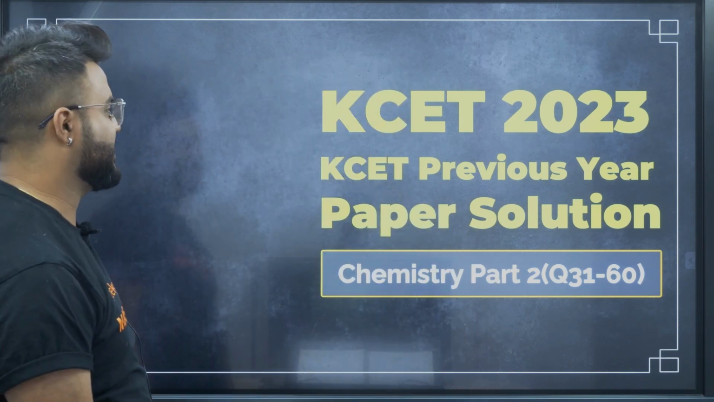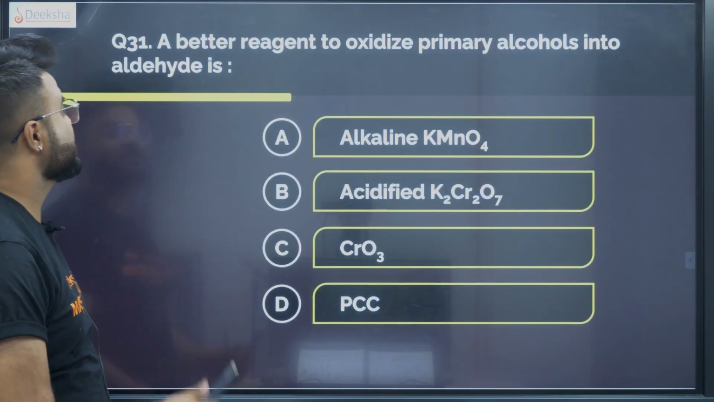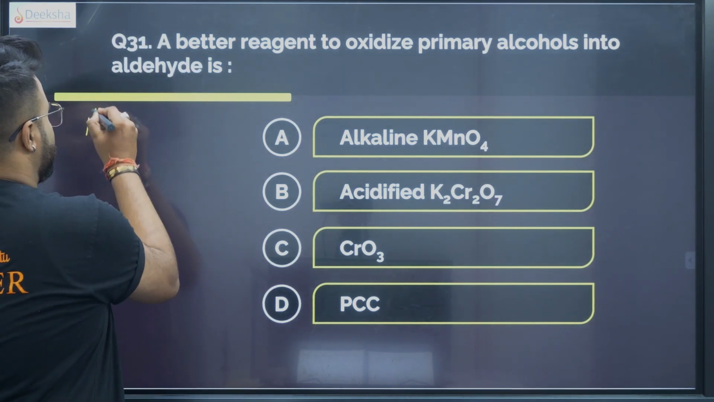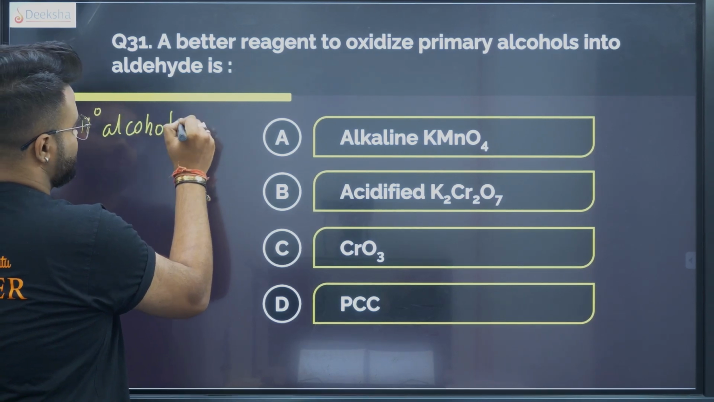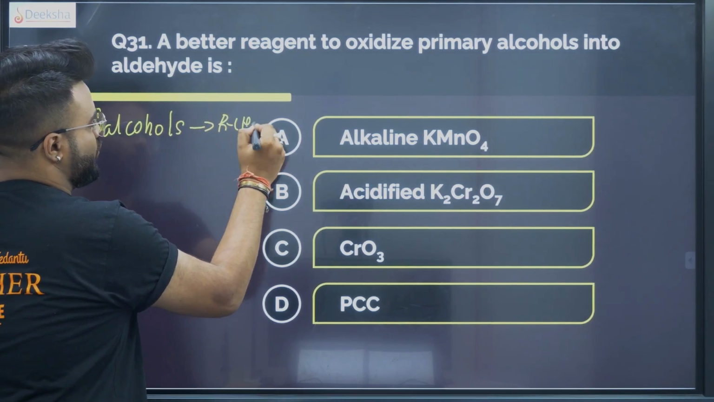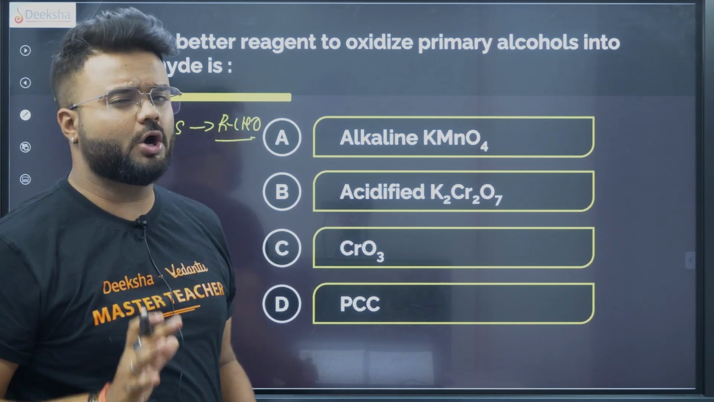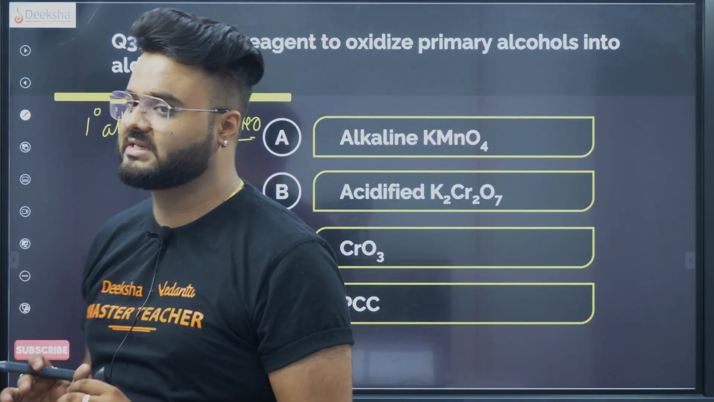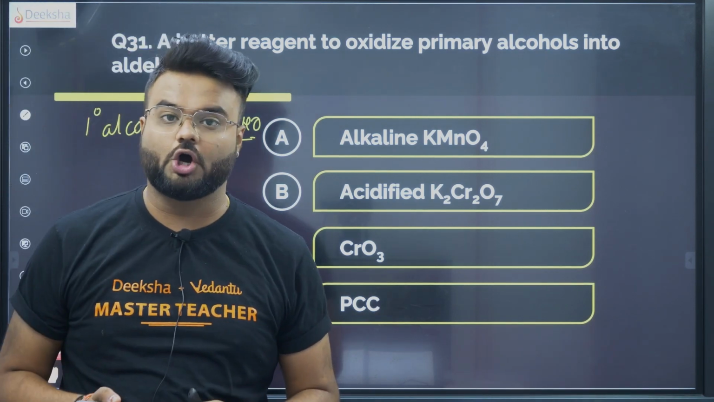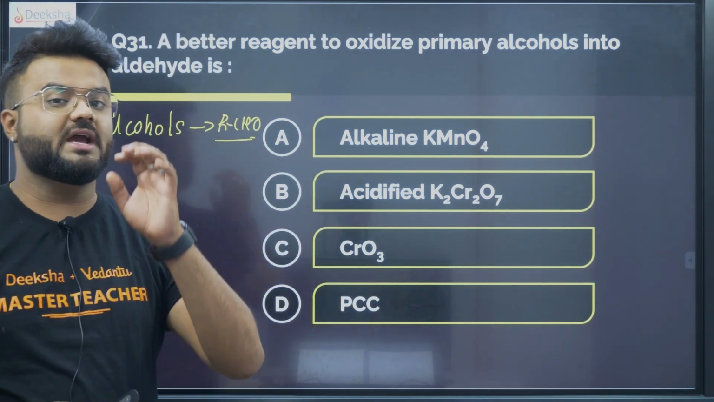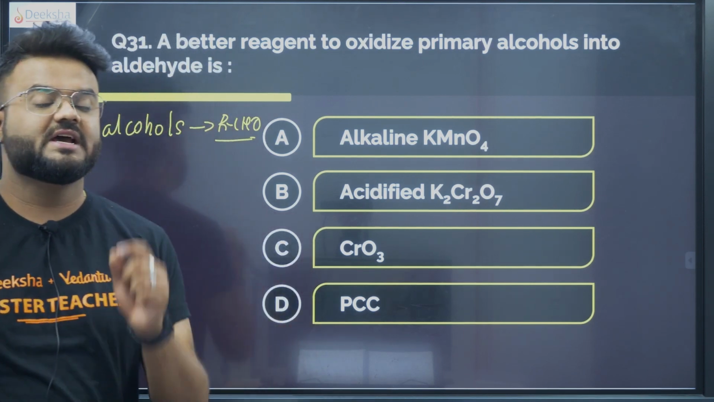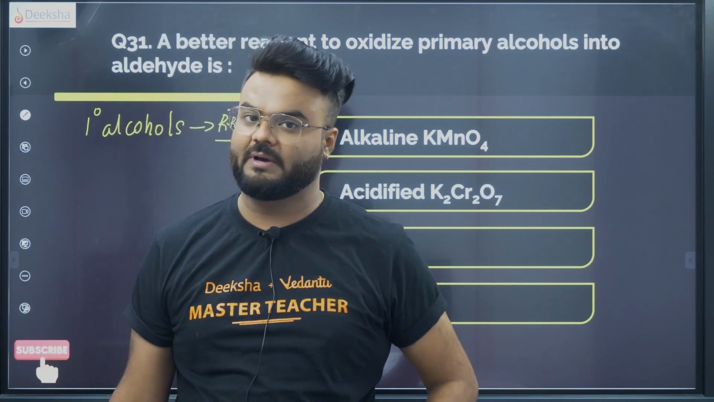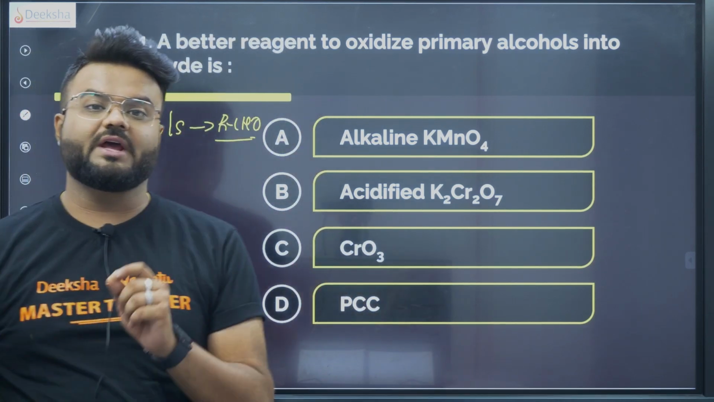Okay guys, so let us start. Question number 31: a better reagent to oxidize primary alcohols into aldehyde is. They are telling primary alcohols to RCHO, that is aldehyde. So which is the best reagent among these? We know oxidation of alcohols, which you would have studied in the chapter, is highlighted in the NCERT textbook: PCC and PDC. PCC is pyridinium chlorochromate and PDC is pyridinium dichromate, which is very important.